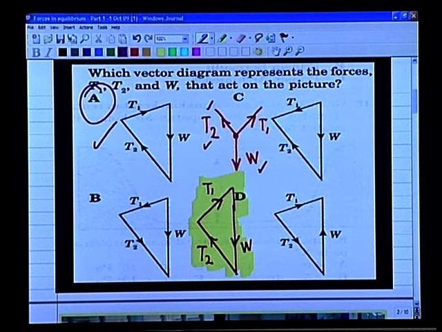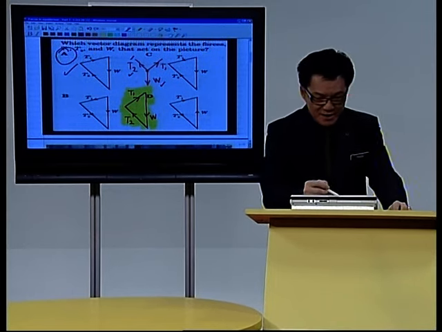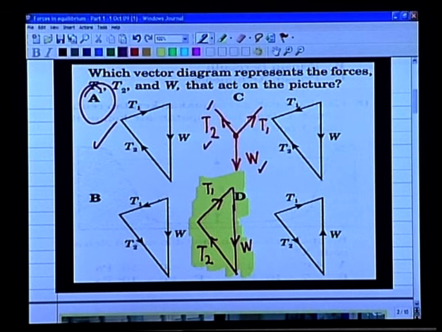But let us also look at B, C, and D and see what has gone wrong. Alright. Look at B. W goes down. Is it correct? Yes. Look at T2. It goes down. So it's wrong. What about T1? It goes down. It is wrong. Moreover, if you look at B, are the forces in a cycle? It comes down. It's not even in a cycle. So if you look at all the answers where the forces are not in a cycle, straight away it is wrong. So this is wrong.